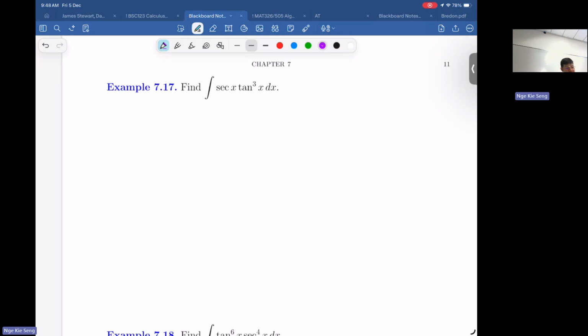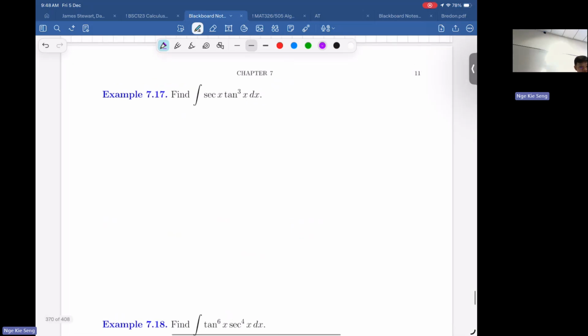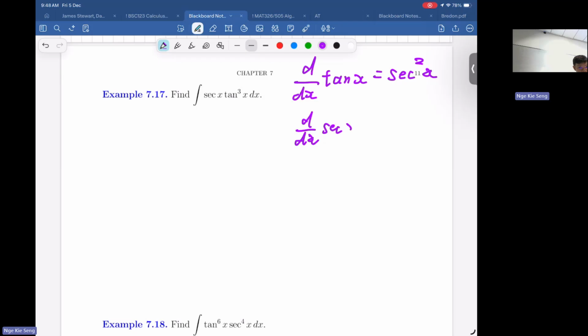Okay, so there are some derivatives you want to keep in mind in this case. For example, what's the derivative relation between tangent x and secant x? It becomes secant square x. And what's the relation between secant x and tangent x after you differentiate secant x? Maybe you get secant x tangent x like that. So these will help you to decide what sort of substitution you want to do.